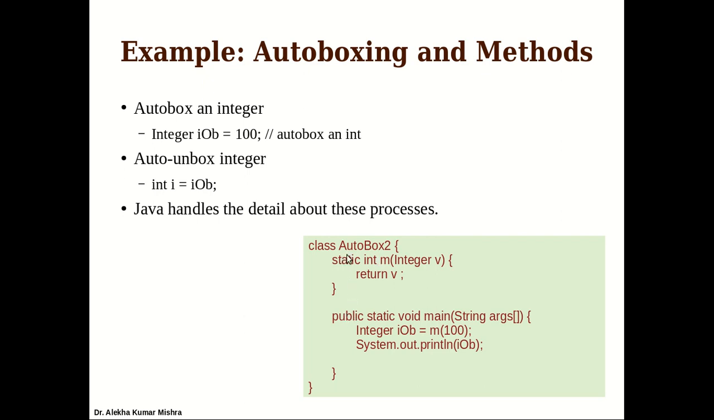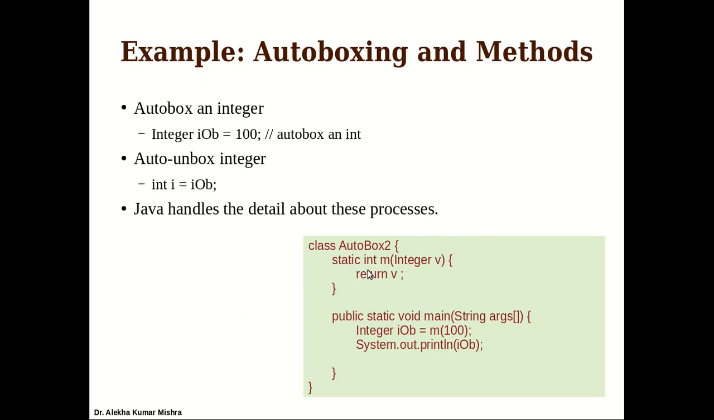You can see this example here. We are simply creating a method, static int, and the method name is m. It takes a wrapper object of integer type and simply returns it. What is the return type here? The return type is int. It's static because we want to call it directly.